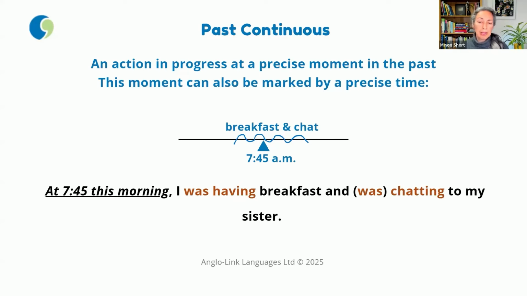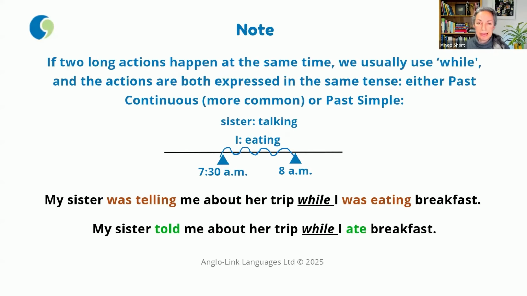Okay. Now, one little note about the past continuous. If you have two long actions that are happening at the same time, we usually use the time expression while instead of when or as. While is a better conjunction here. And these two actions are both expressed in the same tense. You can choose either past continuous, which is more common, or past simple. So, for example, my sister was telling me about her trip while I was eating breakfast. They are happening at the same time and they're both long actions.